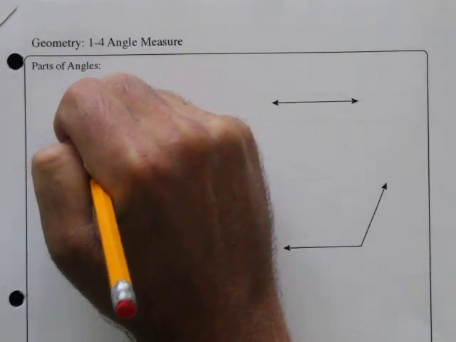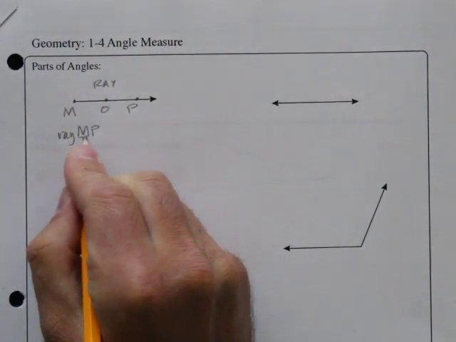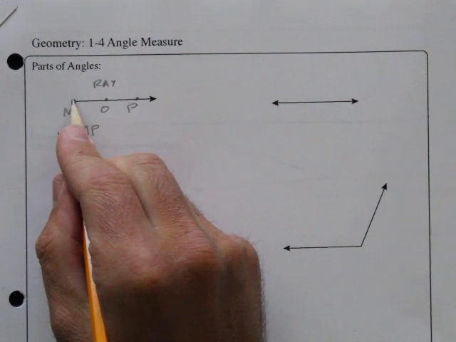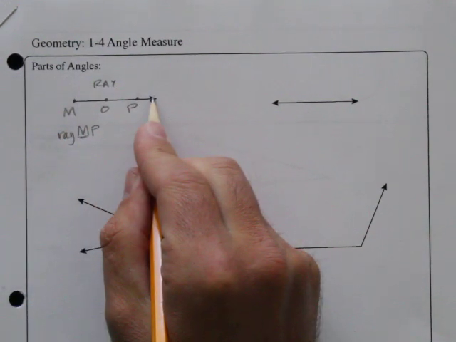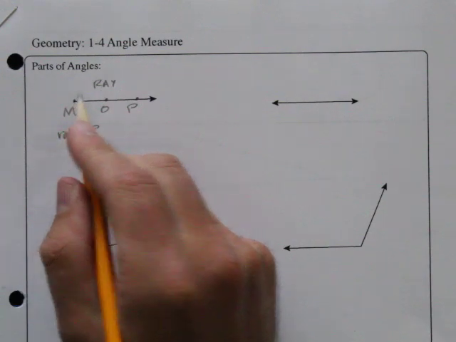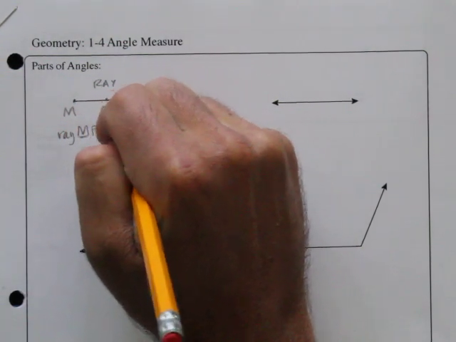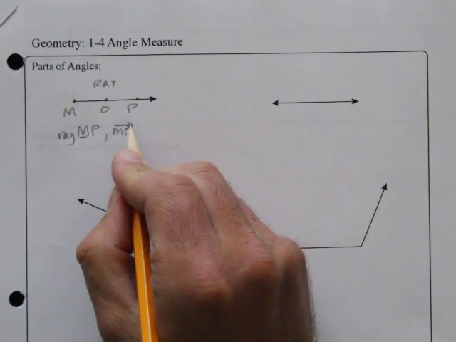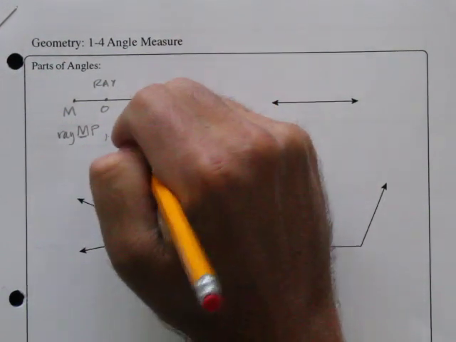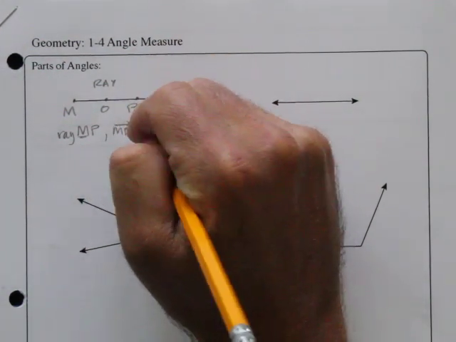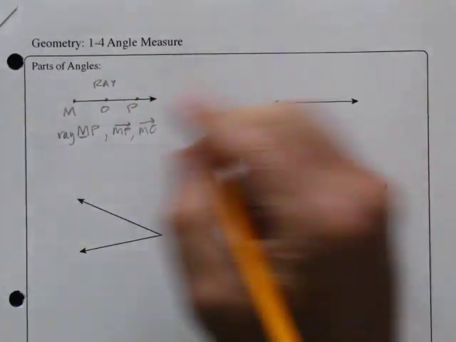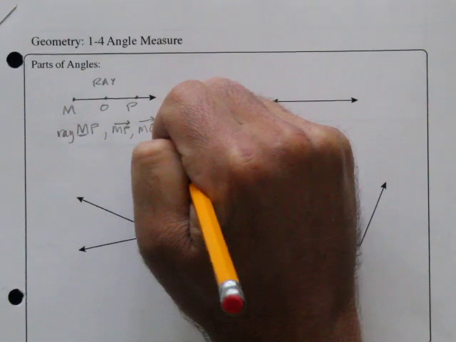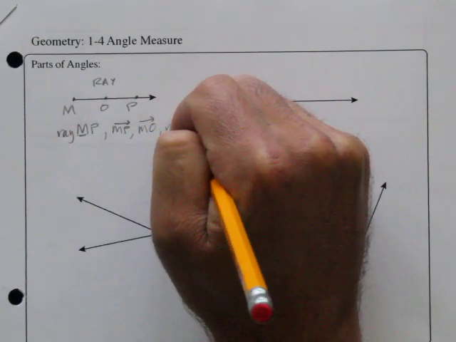ray MP. Notice how the M is first, because that is the point on the ray and not the arrow. It's the part where the ray starts. It can be MP with the ray on top. Notice how one side has an arrow and one side does not. You could also call it MO, right? We could say P or O, doesn't matter. We start with the M is the important thing. We could also call it ray MO.